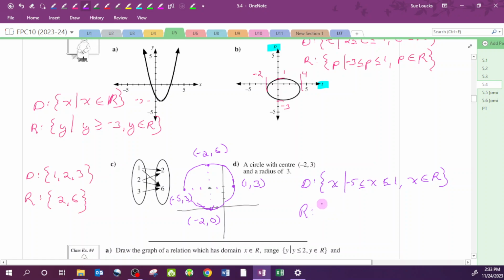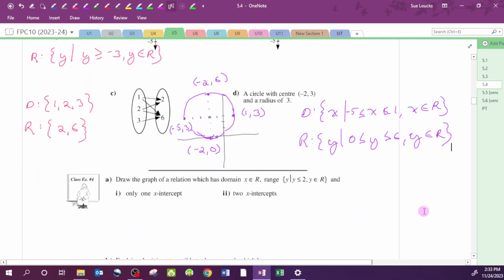And my range is the numbers y such that y goes from 0 to 6. It's greater than or equal to 0 and less than or equal to 6. And y is a real number.